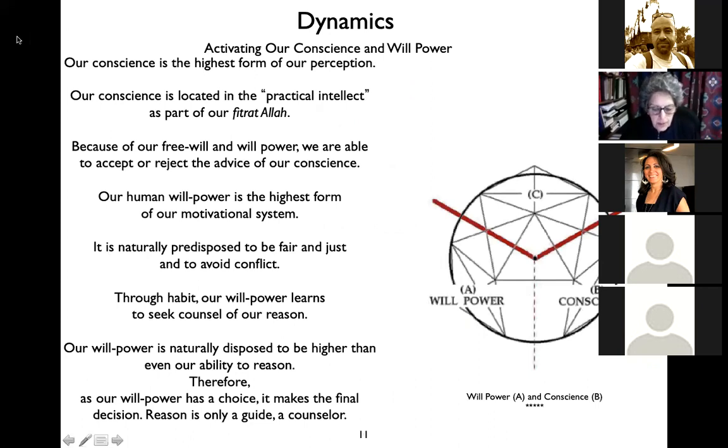And then another part is activating our conscience and willpower. And I should have said our consciousness is our nafs mulhami, and the conscience is the nafs lavami, and our willpower is ikhtiyar or iradeh, depending on whether we're using our natural willpower or we're choosing the good through ikhtiyar. So our conscience is the highest form of our perception. Our perception was done through our 5 internal senses, beginning with common sense and ending in recall, the 5 that we spoke about. And our conscience is located in the practical intellect, in the ilm amali, as part of our Fitratullah.